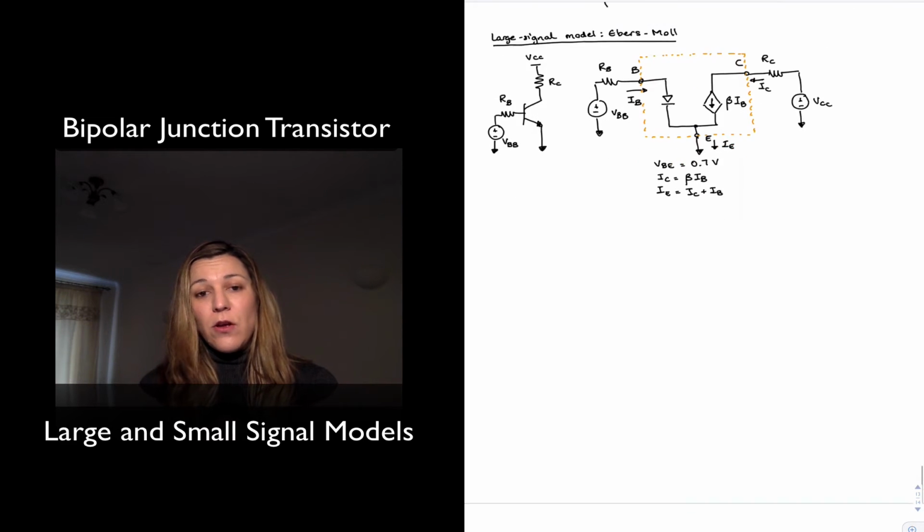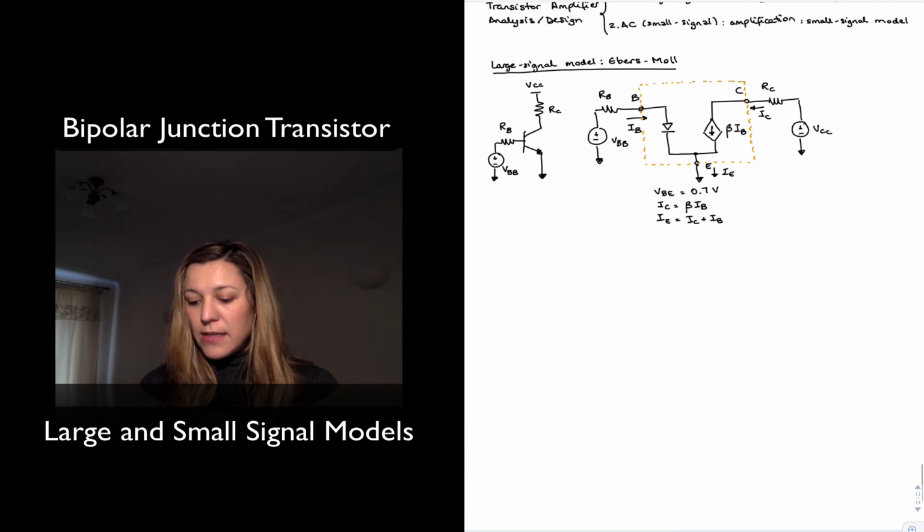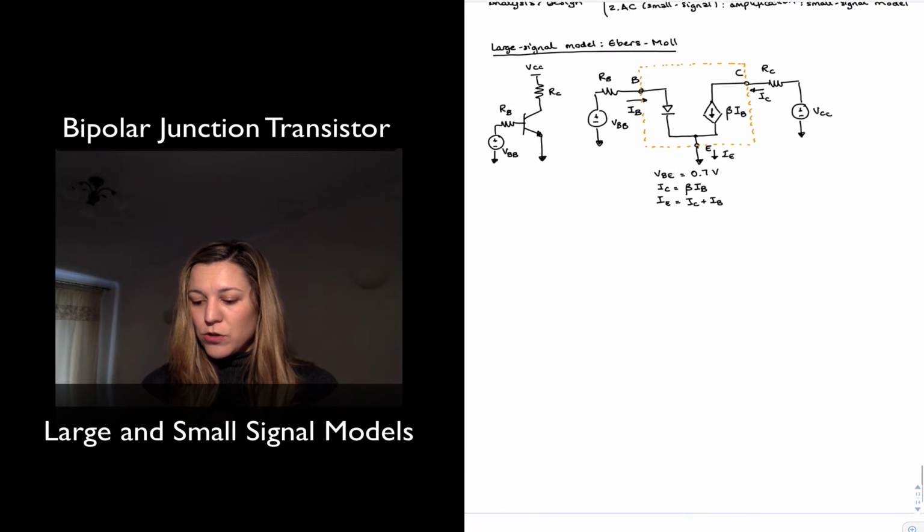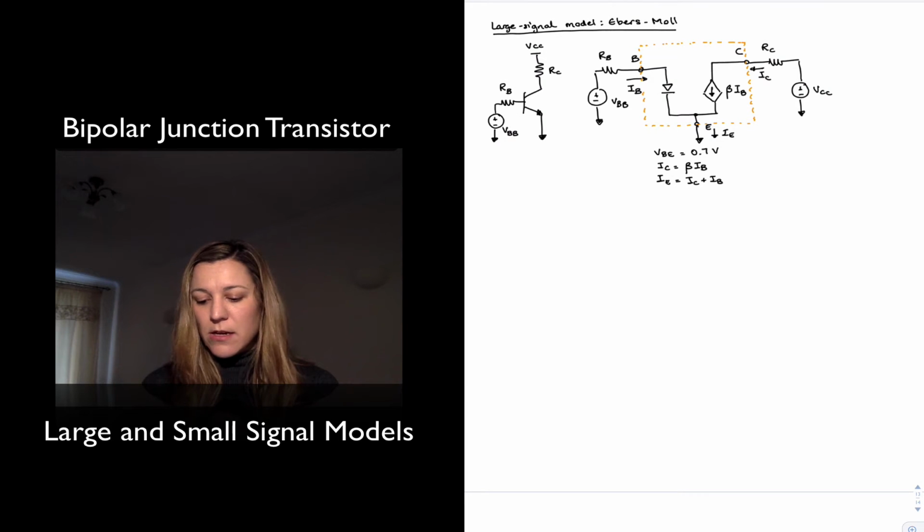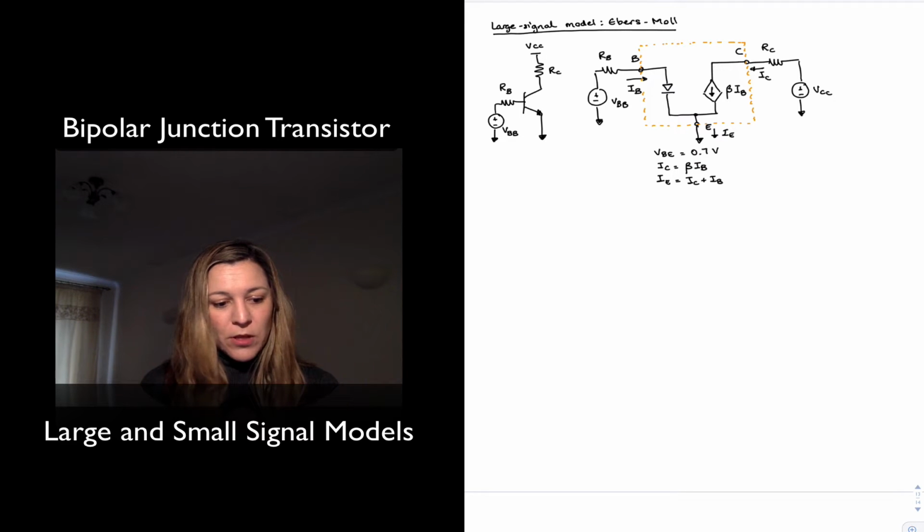All right, and then once we are done with our DC analysis for our circuit, we will go into the AC analysis. And for that, we're going to use a different model, a model that best reflects the behavior of the transistor for small AC signals. There are several models that we can use, but one of the most common ones, perhaps the most common one, is the hybrid pi model. So that's the first one we're going to see. So let's move on to small signal models.